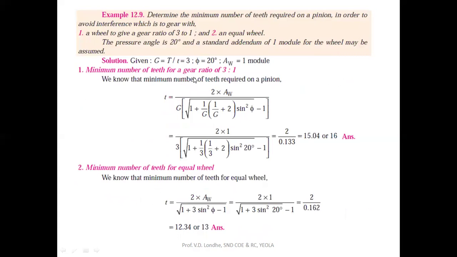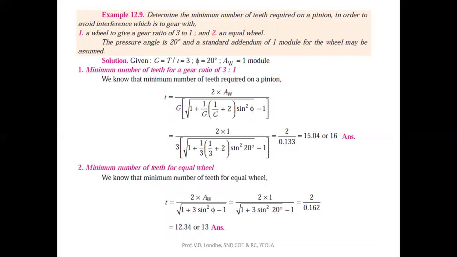Then the next problem is finding the minimum number of teeth required on the pinion so as to avoid interference. Interference means what? If the addendum of the gear or the pinion enters into the base circle of the other gear, then it will try to remove the material. That phenomenon is called undercutting, and that will lead to interference.